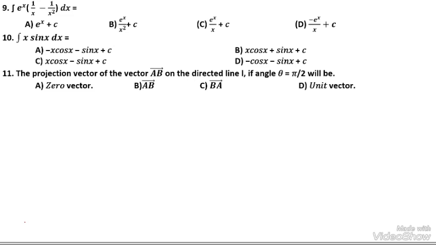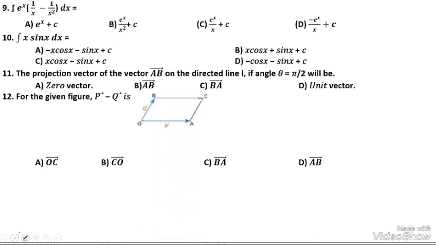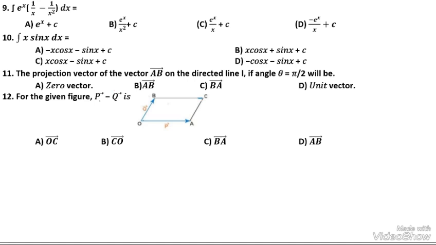Let's move on to the next question. That is question number 12. For the given figure, vector P minus vector Q. Here there is a subtraction of vectors. Okay. As per the definition or figure, I can write vector P. This is from O to A, that is O to A vector, minus Q, O to B vector OB.